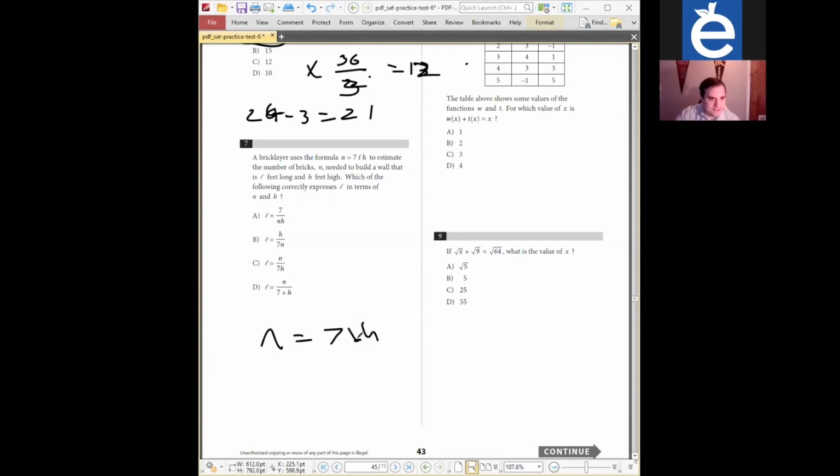Now what we want to do is get L by itself. I'm drawing it as a capital L just because that is going to be way easier for me to write. Well, all I have to do is divide both sides by 7H, right? Those cancel, and then we have L is equal to N over 7H, which is C. Straightforward enough?